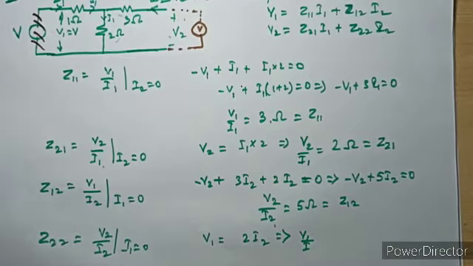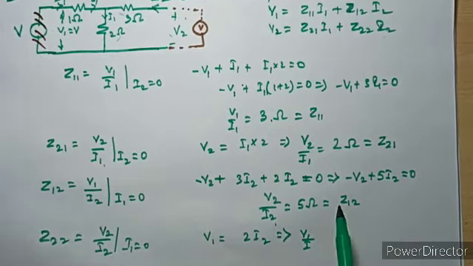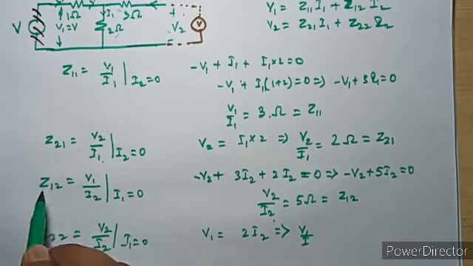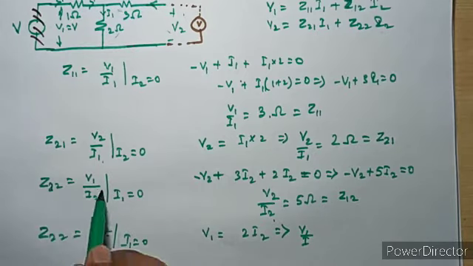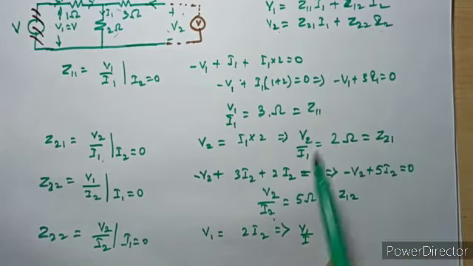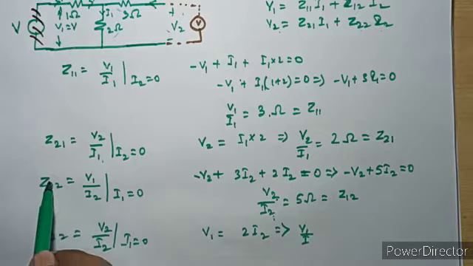We have committed a mistake. Basically this parameter we calculated is the Z22, means Z22 is what? V2 by I2. We have calculated this V2 by I2. So this everything is okay. Here only we made a mistake.